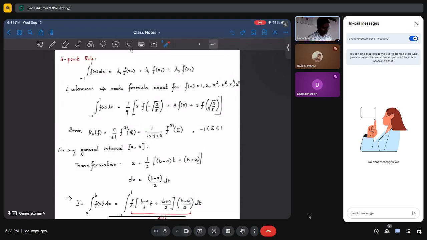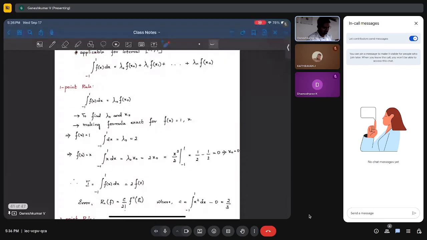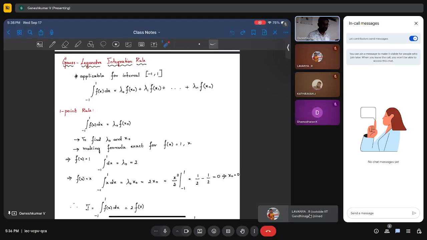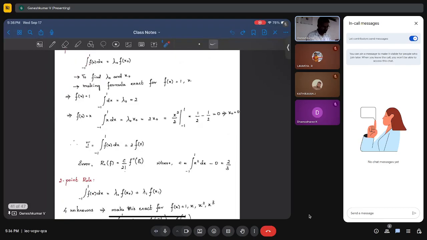Basically we are trying to approximate this as some lambda times a function of x. If you want to use, let's say, a 2 point rule, then we use 2 of these functions, with lambda 1 and lambda 2, and we say this will be accurate for 1 and x, that is the difference. And if you have a 3 or 4 point rule, you will take 1, x, x square and x cube. So how many functions you want it to be accurate for is what determines these different rules.